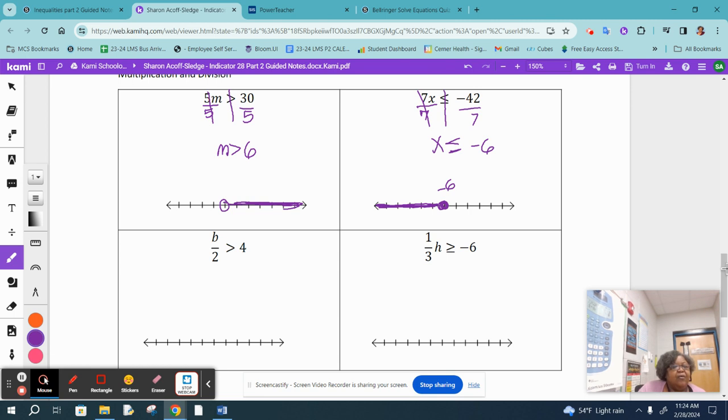Okay, now this is B divided by 2. What is the opposite of division? So if I'm dividing by 2 in my problem, what do I need to multiply by? 2. So I'm going to multiply by 2 over here, and I'm going to multiply by 2 over here. I'm using the dot for multiplication because we use X as a variable. These cancel out. B is greater than 4 times 2, which is 8. So I got 8, open circle, shade.